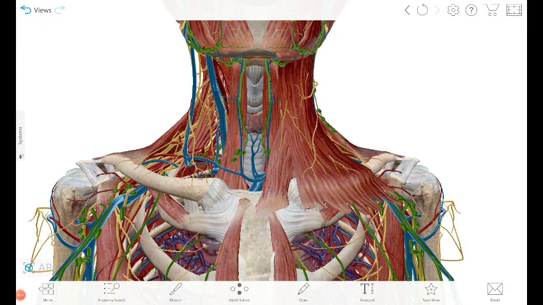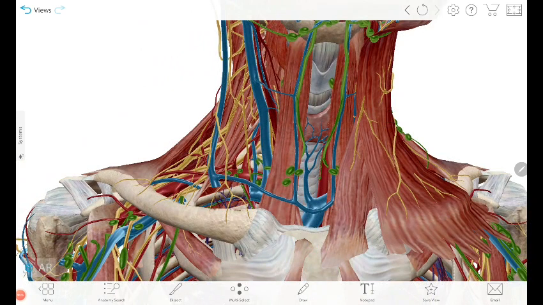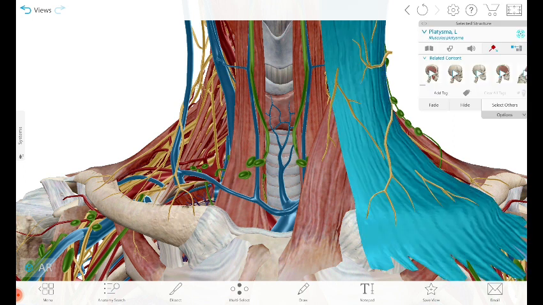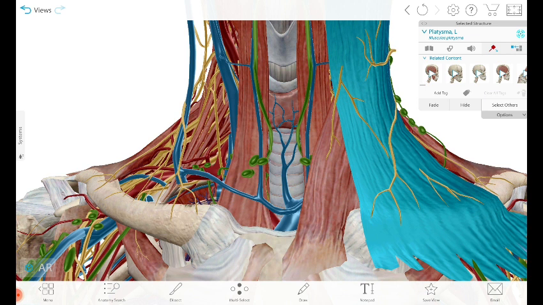We're talking about the relations of the thyroid gland. So the thyroid gland is bounded laterally by these muscles. This large muscle over here is the platysma muscle. So the platysma muscle is forming the lateral boundary.